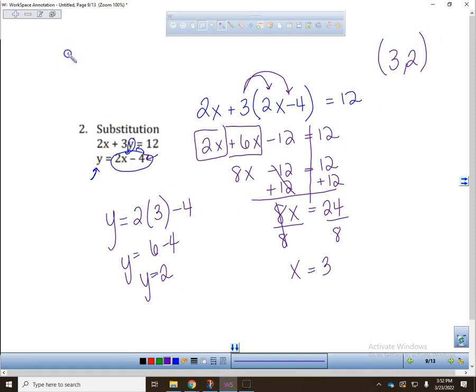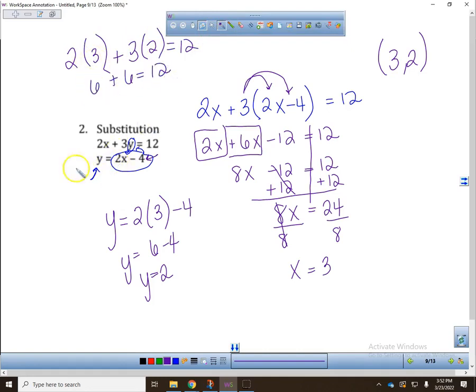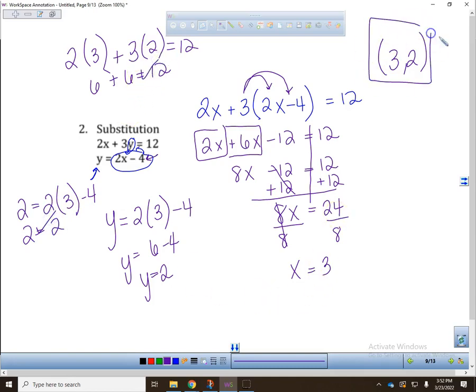Just to check my answer, 2 times my x value plus 3 times my y value should equal 12. So that's 6 plus 6 does equal 12. Let's check the other one. So my y value equals 2 times my x value minus 4. So that's 6 minus 4 is 2. So I have checked it. I know that this would be the correct answer.